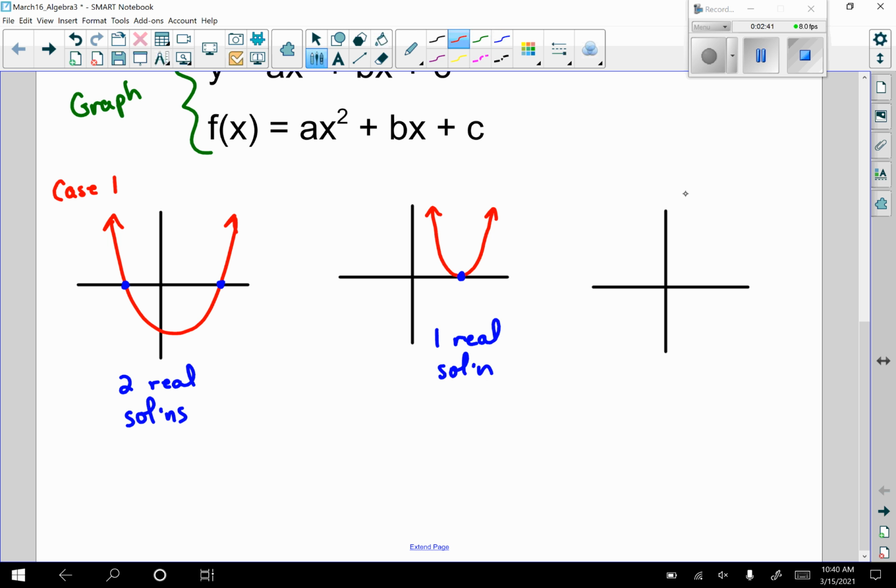Or it's possible that our parabola sits completely above or completely below if it were to open down. So in this case, we would have 2 complex or imaginary solutions. In other words, we would have no real solutions. They would contain an i with it, so we would say 2 complex solutions.